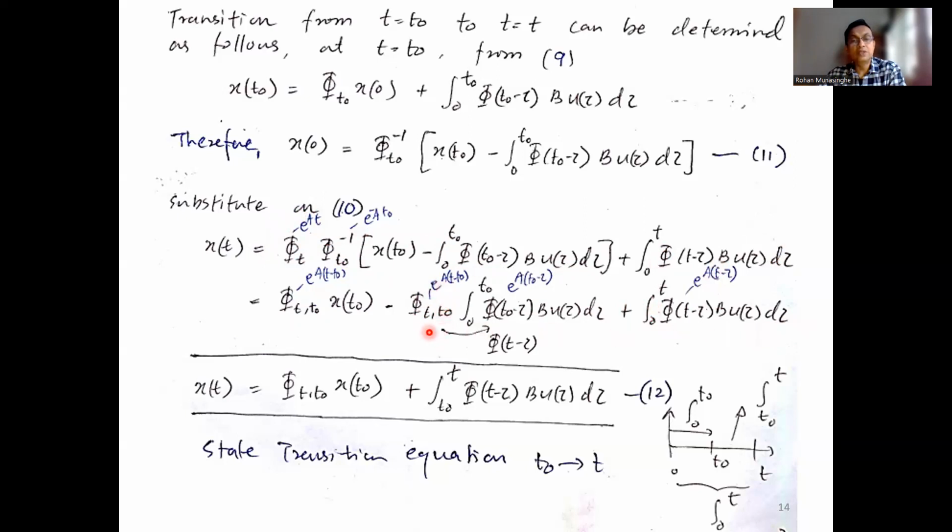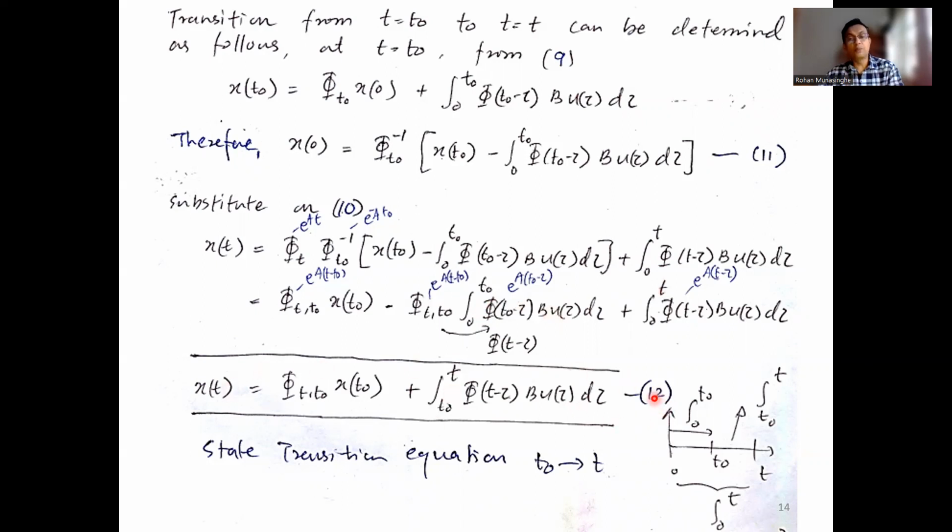So what is this? This is phi(t minus t0), right? And this is 0 to t. So 0 to t is positive, and t0 to t is negative, right? So everything else remains the same. Now, if you see phi(t0 minus tau) B u(tau) d tau, this is 0 to t0. This is 0 to t. Okay. So this is negative, this is positive. So you can see the substitution. Eventually, it will be t0 to t. T0 to t. Okay.